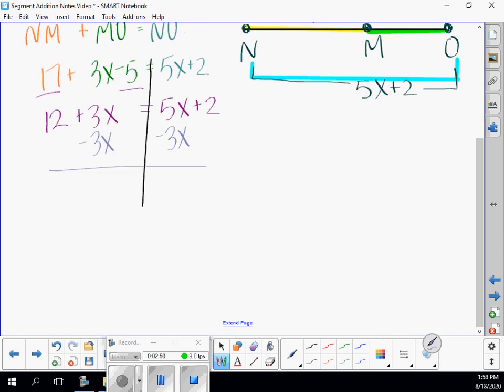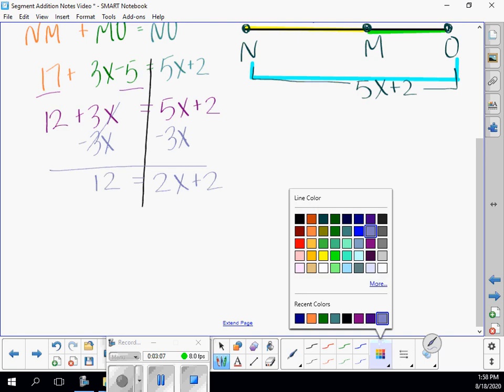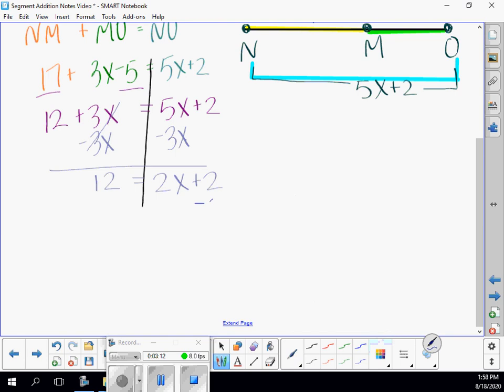I'm going to be left with, well, 12, because there's nothing there. 3x minus 3x is gone. 5x minus 3x, you just do math with what's in front. So 5 minus 3 is 2. Keep your x and bring your 2 down. Now I need to move my numbers. So it's plus 2, I must minus it. 12 minus 2 is 10. 2x minus nothing is 2x. And 2 minus 2 is gone.